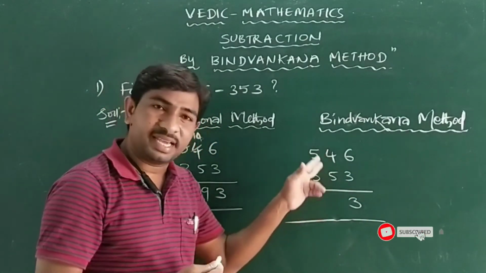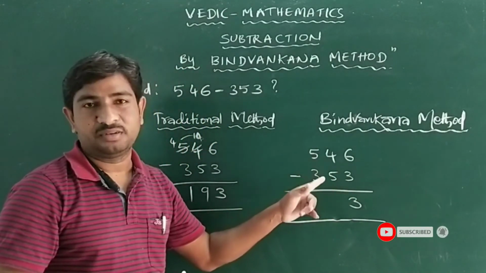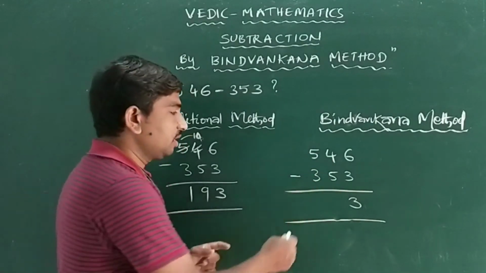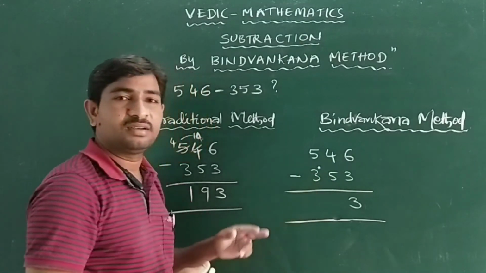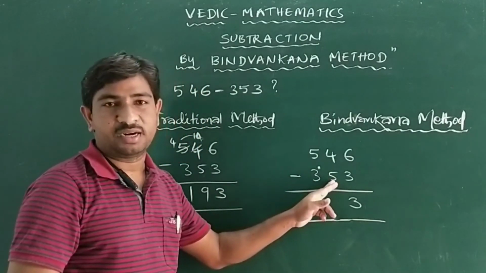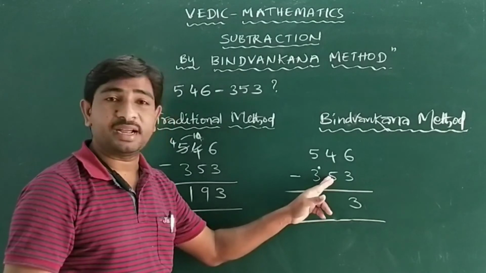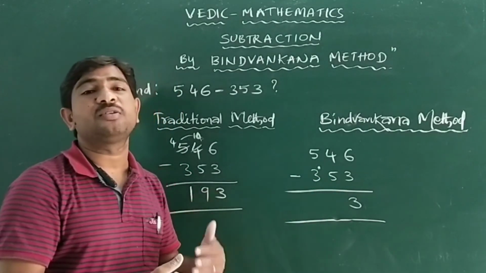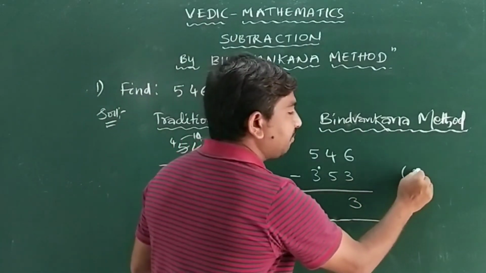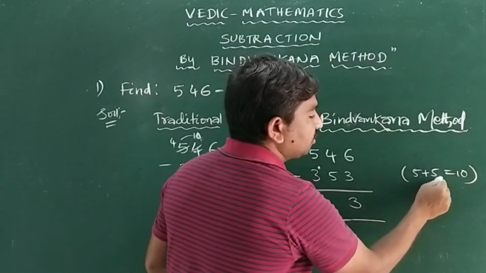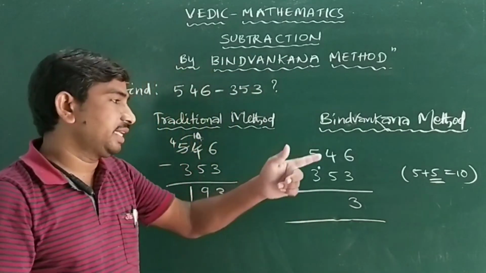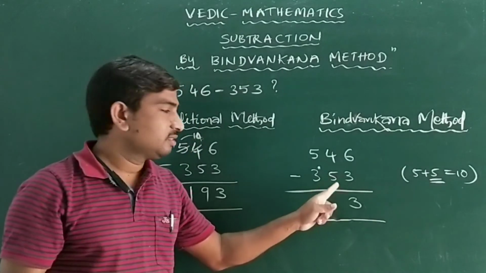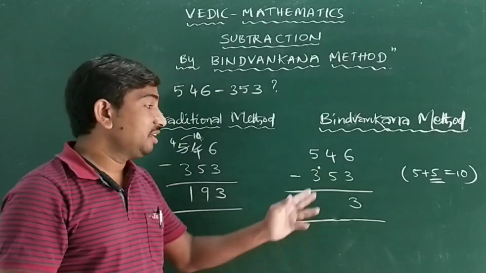And here, subtraction is not possible. In this case, you have to keep a dot beside this 5. Now what is the complement of 5? To get 10, how much do we have to add to this 5? 5 plus 5 is equal to 10. So we have to add 5, and 5 plus 4 is how much? 9. You have to add here.